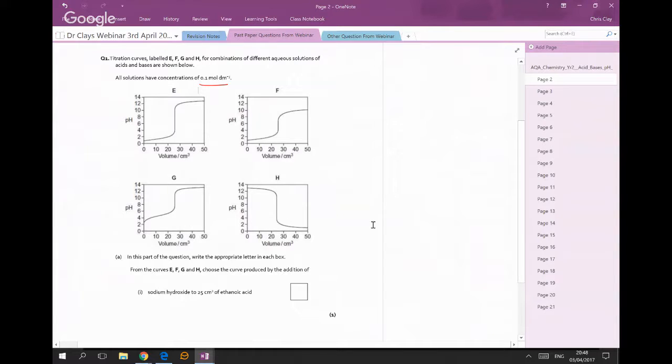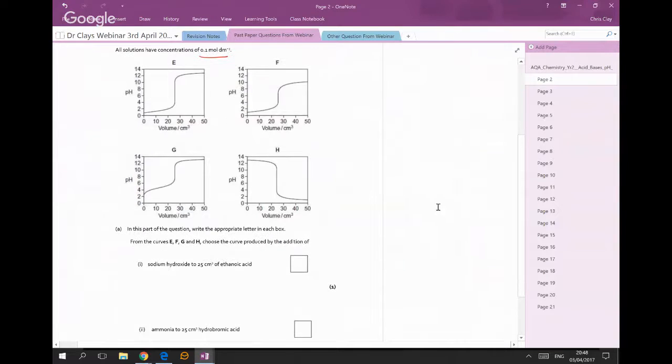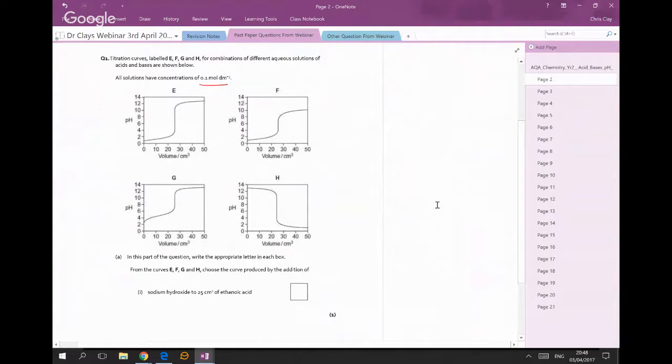From the curves E, F, G, choose the curve produced by the addition of sodium hydroxide to ethanoic acid. So quickly, let's look at each of these. You can have a go at these questions just while I'm explaining each of the terms. We've got a very low pH. So here we've got a strong acid. And we've got a strong base. We've got here a strong acid in the pot, and we're reacting it with a weak base.